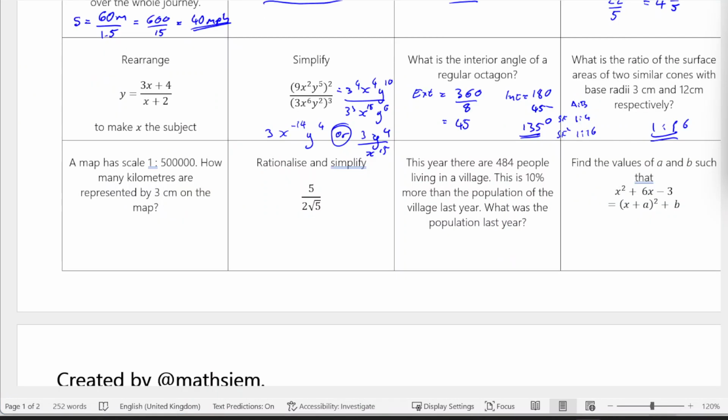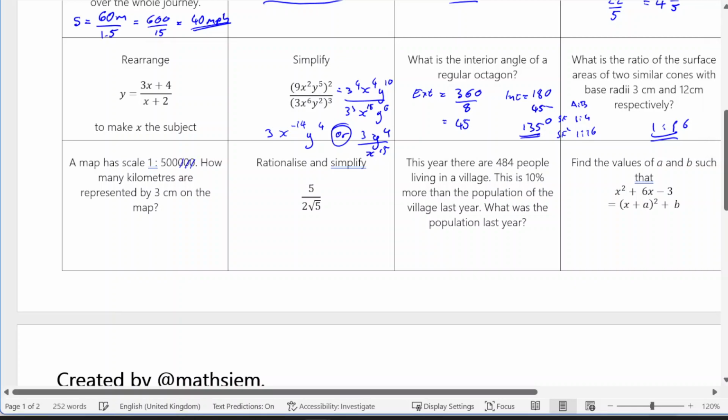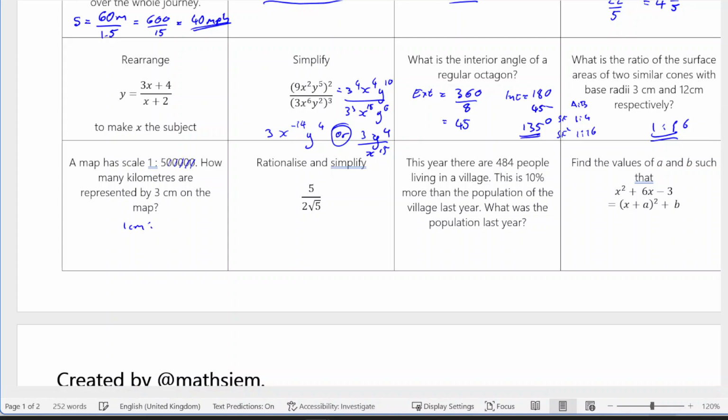Okay, a map has a scale of 1 to 500,000. How many kilometres are represented by 3 centimetres on the map? So if I said that this is centimetres, that would be equal to that many metres, which would be equal to that many kilometres. So we've got the scale of 1 centimetre to 5 kilometres. So 3 centimetres would be equal to 15 kilometres.